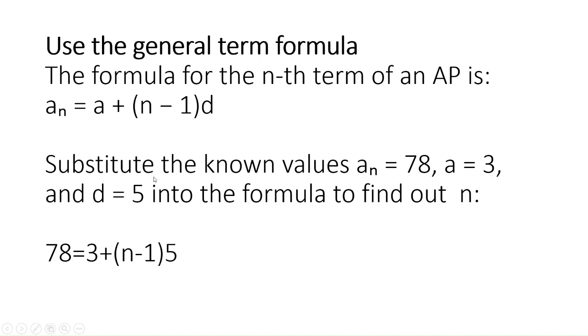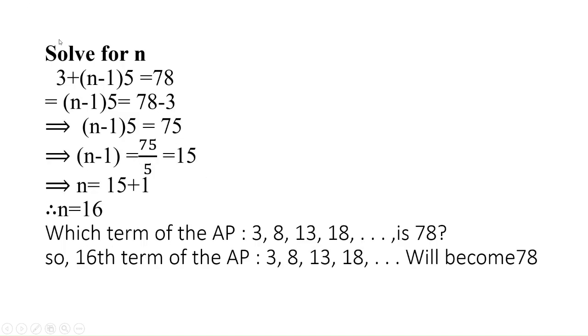We have subtracted the first term from the second term, so we got 5 here. That is the common difference. So we are substituting all these values in the formula. a_n is equal to 78, a is 3, plus (n minus 1), we are going to find the value of n only, into d, which is 5. We substituted. Let us simplify them. So 3 plus (n minus 1) into 5 is equal to 78.